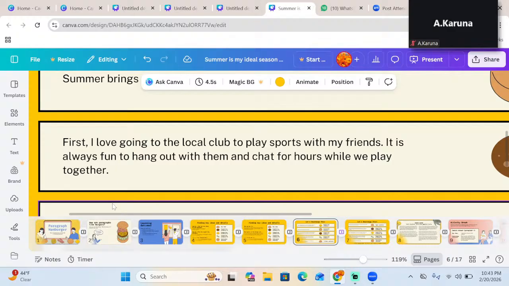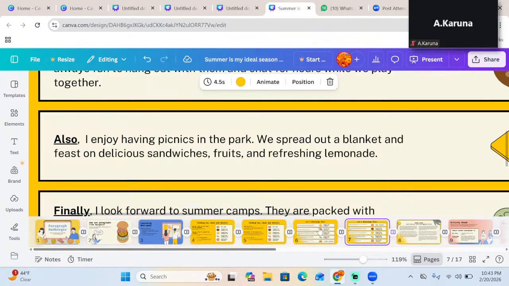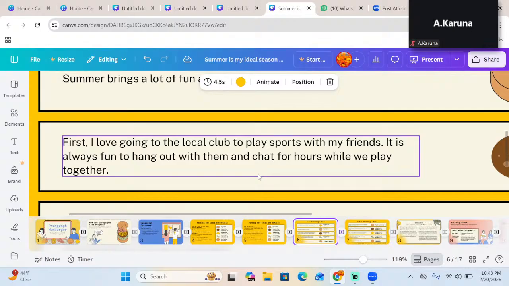Okay, well, this one says, first, I love going to the local club to play sports with my friends. It is always fun to hang out with them and chat for hours while we play together. So this one is a supporting evidence, right? Because it's supporting why he thinks that way. This is a specific reason why he likes summer, what he does in the summer, and what makes him like it, right? And the key for this one, to know what order it should go in, is the first word.